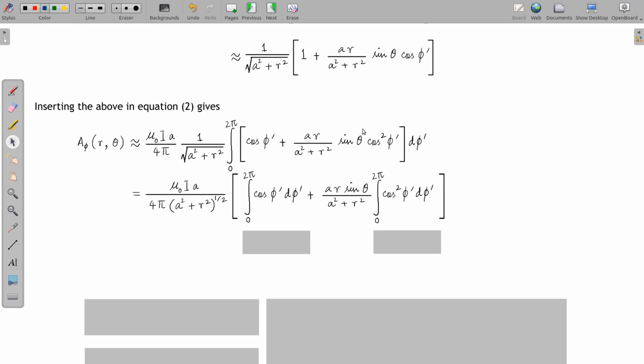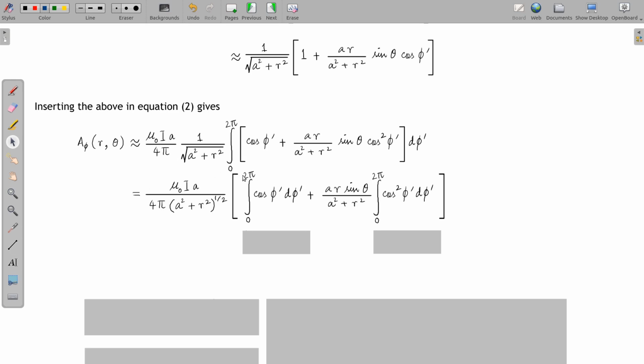We can now open this up as two integrals. I have just combined all these other terms. So here we have mu naught I a. We take the sine theta outside: a r sine theta by a square plus r square, because the integration is only with respect to phi prime. So mu naught I a divided by 4 pi into a square plus r square to the power 1 by 2.